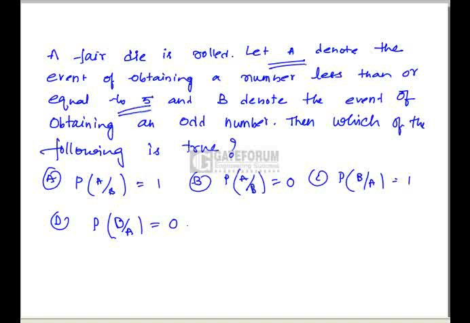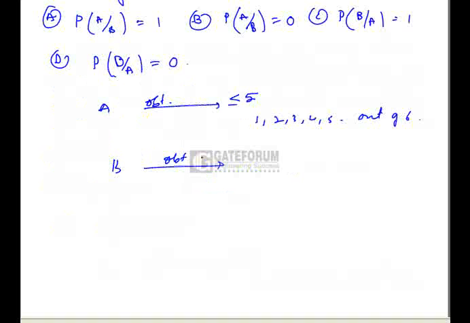A dice is rolled, and A denotes the event of obtaining a number less than or equal to 5, whereas B is the event of obtaining an odd number. Then we have to check which of the given options is correct. Now A is an event of obtaining a number less than or equal to 5. So there are totally 5 chances. It could be 1, 2, 3, 4, 5 out of 6 chances. And B is an event of obtaining an odd number. Odd number can be 1, 3, 5. So there are 3 chances out of 6 chances.